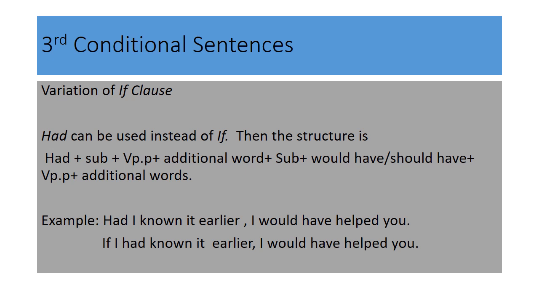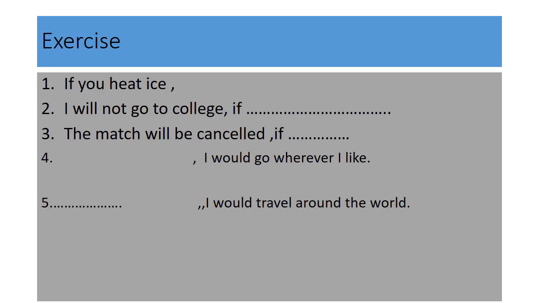Notice here in this altered sentence, I have omitted if and used had at the beginning of the sentence. Then the subject is used after the verb. There is no other change, only the subject and the verb change their position, other remains the same. Students, so far we have discussed all types of conditional sentences. Now let us check how far we have understood.